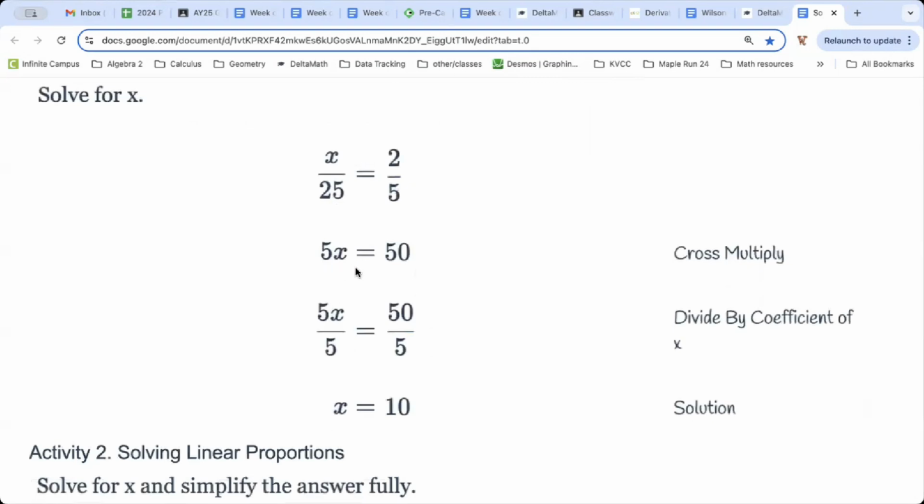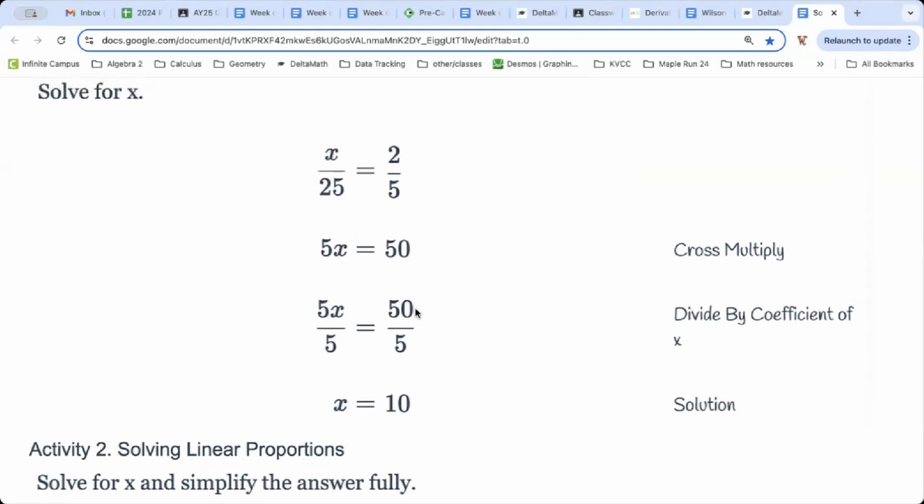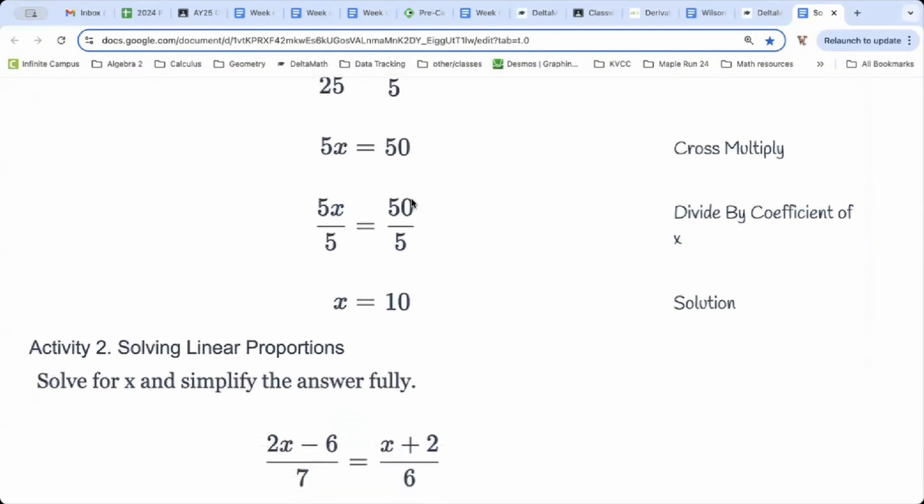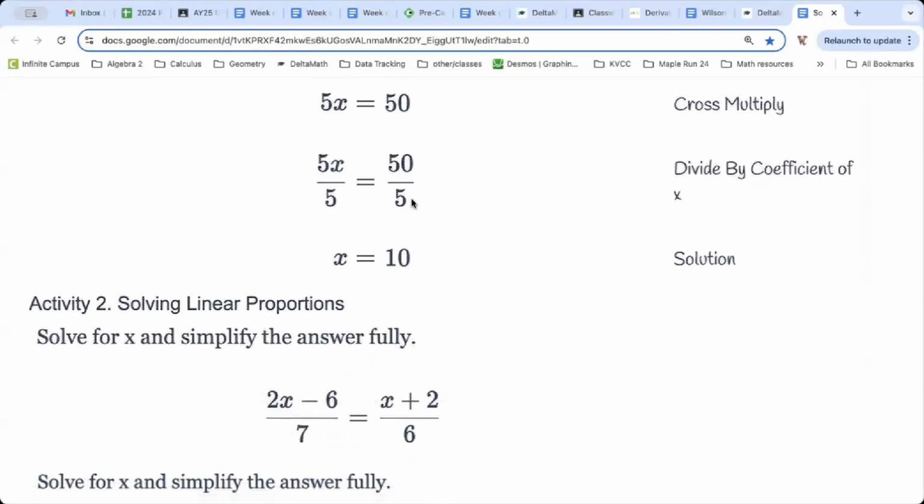Then you want to further isolate x by undoing the multiplication. 5 is multiplied to x, so simply undo the multiplication by division. Divide by 5 on both sides, and you have solved this. So 10 over 25 is the same as 2 over 5, so they're proportional. Okay, so now we know how to solve simple proportions. We can move on to how to solve linear proportions.